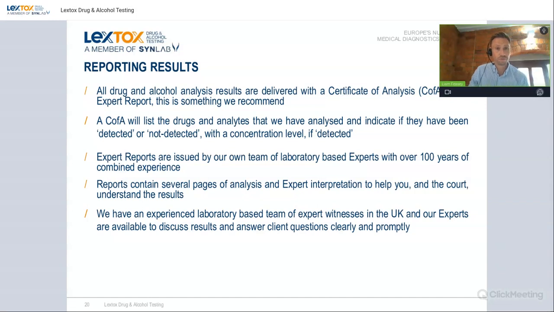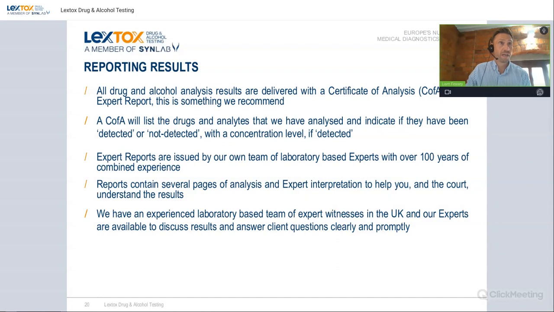Then in respect of reporting the results, we either provide a certificate of analysis or a full expert report. The full expert reports will really provide a full interpretation of those results, and us as experts will give our opinion on what those results mean to help you put them at the analytical level into perspective. And as we're experts, we can then go to court and give evidence on those results if needed.